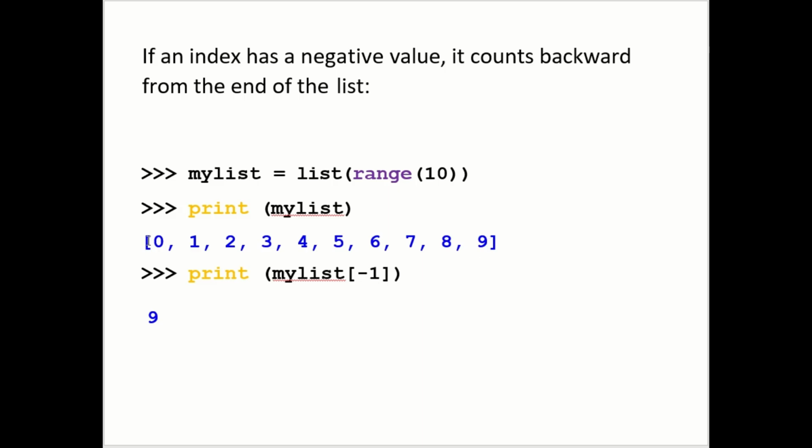So from the left, you start at 0. From the right, you start at -1. So it's not symmetrical like that. But what you get from my_list at index -1 is 9 in this case.